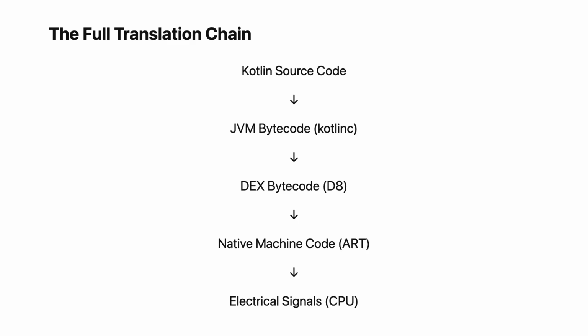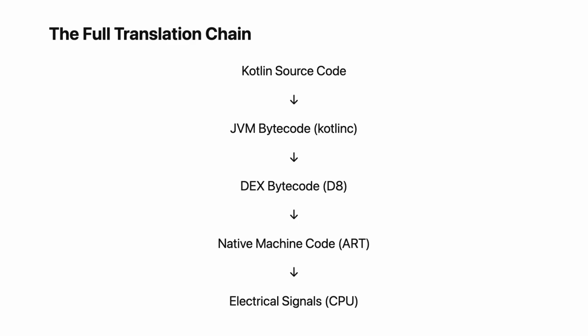So the chain is Kotlin to JVM bytecode, to DEX bytecode, to machine code, to electrical signals. Five layers of translation between what you type and what physically happens. Every single line of Kotlin you have ever written goes through this pipeline. It is happening right now on your phone, thousands of times a second. Here is where it gets really interesting.